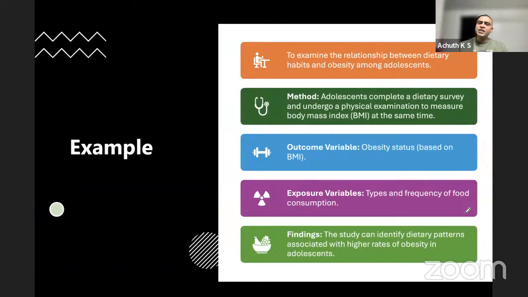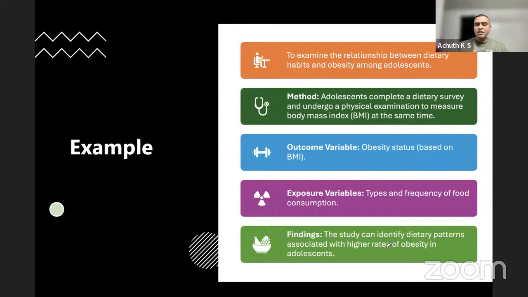Example: to establish the relationship between dietary habits and obesity among adolescents, you ask about the diet and check the body weight or everything and all. Okay, that we can see in the method. Adolescents complete a diet survey. You know the types of diet survey: 24-hour survey, inventory method, expenditure method, and all. Then we have outcome variable, that is obesity based on BMI, exposure, types of food, what they're consuming, and findings.